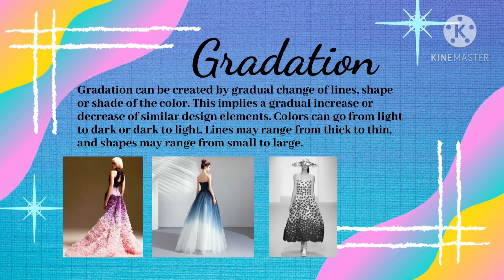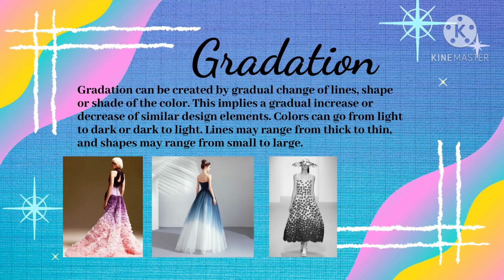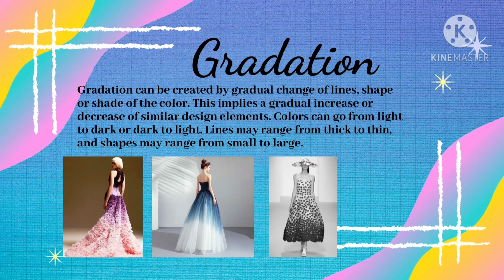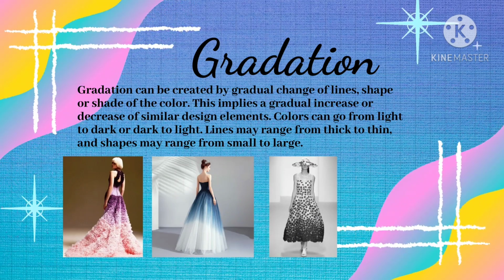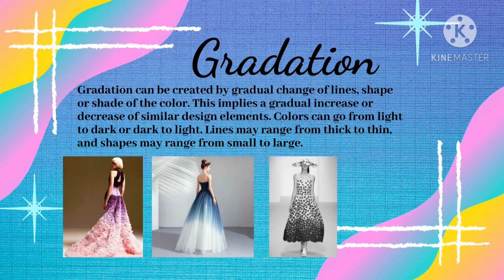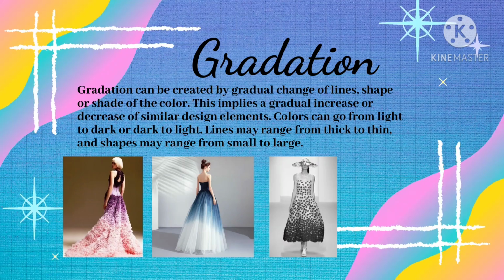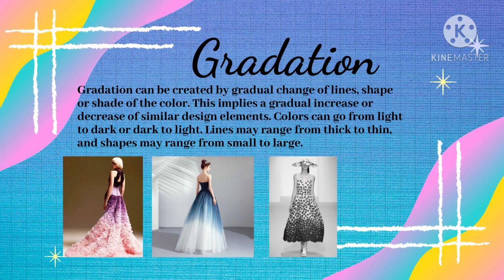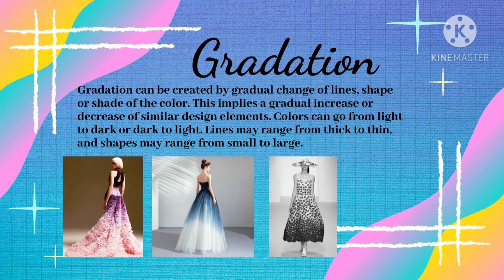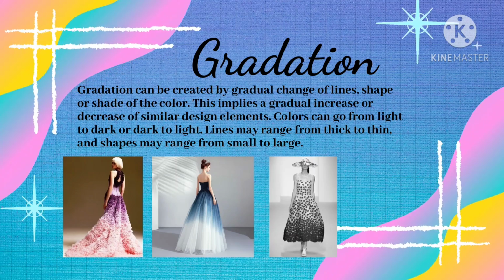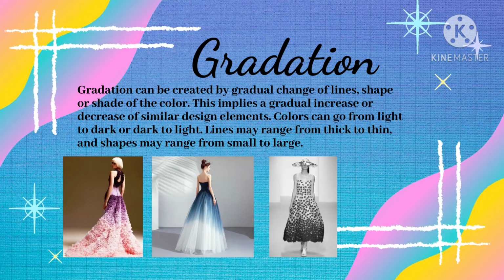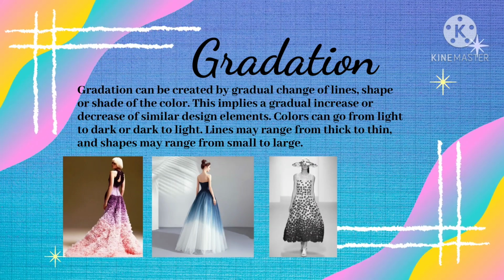Gradation can be created by gradual change of lines, shape, or shade of color. This implies a gradual increase or decrease of similar design elements. Color can go from light to dark or dark to light. Lines may range from thick to thin, and shapes may range from small to large. The gradual change provides unity while giving a feeling of movement. Gradation can be seen in the following designs of dresses.